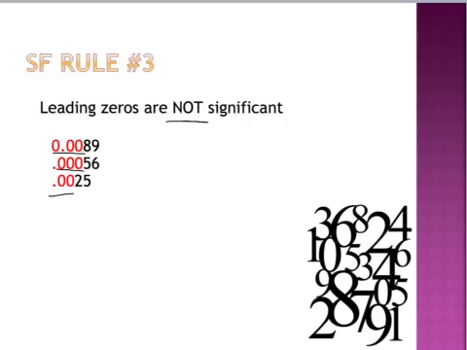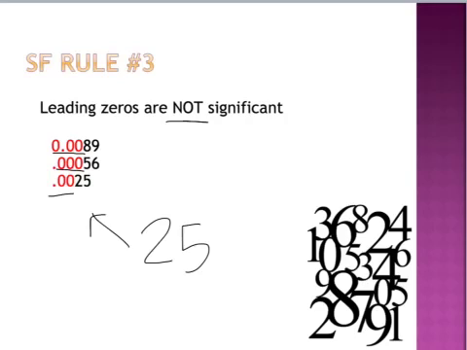Now, don't get confused. Just because they're not significant doesn't mean they have a purpose. These zeros definitely have a purpose, though they are not significant. Well, what's their purpose? That's right, you guessed correctly. They're placeholders. So without them, these numbers would be very different. Like, for example, take a look at 0.0025. If I got rid of the placeholding zeros, I would have 25.